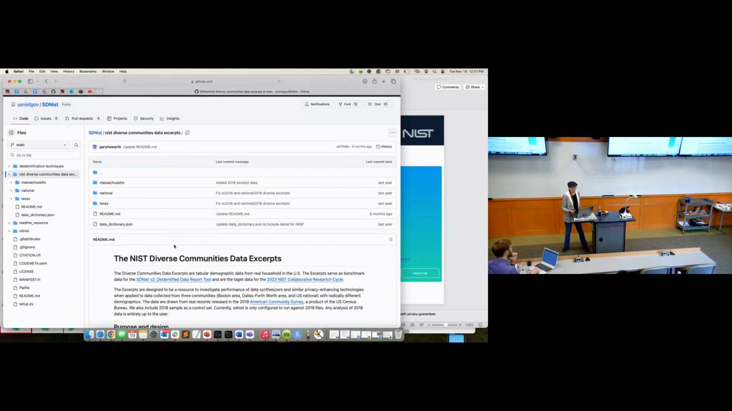It comes with metadata, dictionaries, features, recommended feature subsets. It talks about synthetic data, but you don't have to use this for synthetic data. You can use this for testing anything, and you're still going to be testing on these real-world diverse populations.